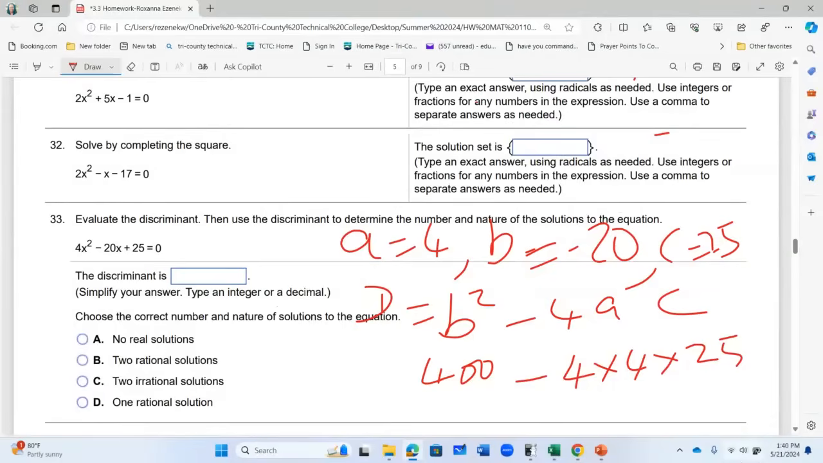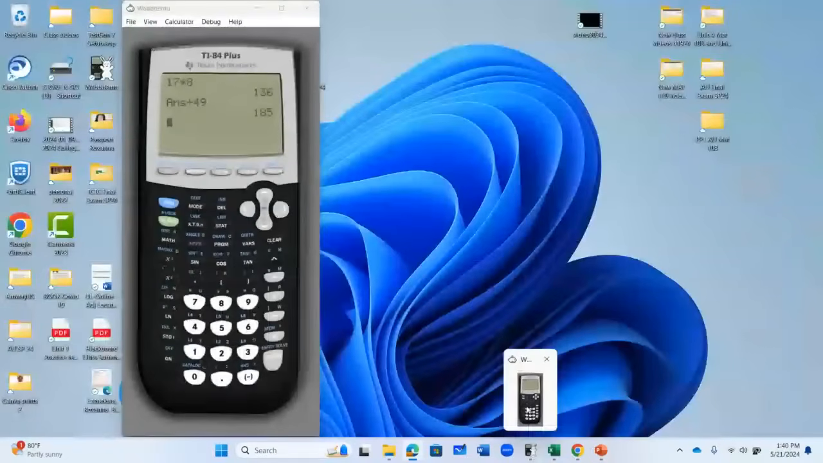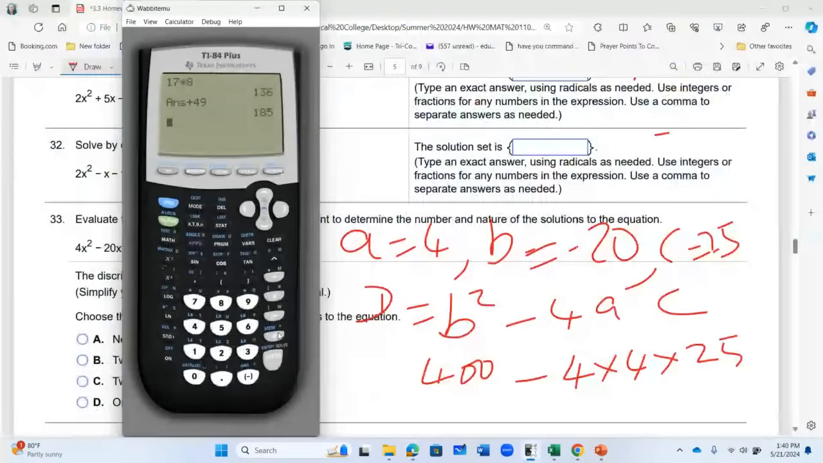We want to check this other side. 4 times 4 is 16, and 16 times 25, so let's find out what it is. And we decide what happens to the discriminant. So what is 16 multiplied by 25? It is 400. Therefore, the discriminant is 0. 400 minus 400 is 0.